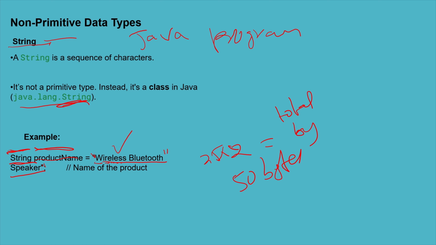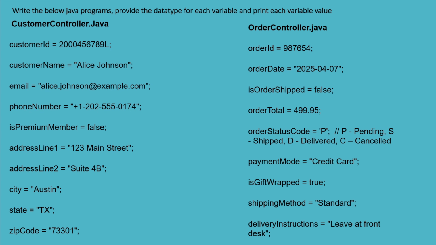So I'm going to give you some examples for practice, where you need to write a program and define what data type each variable can go with, and execute those programs. For example, you need to write a program called CustomerController.java. You have a variable and a value, and you need to fill in what data type it suits. Similarly, for each variable: if I say double quotes, then it is a string. So what data type should it go with? String. The moment you see double quotes, it should be String.